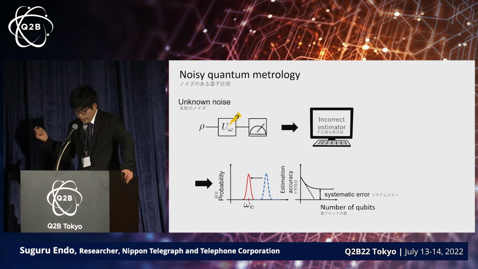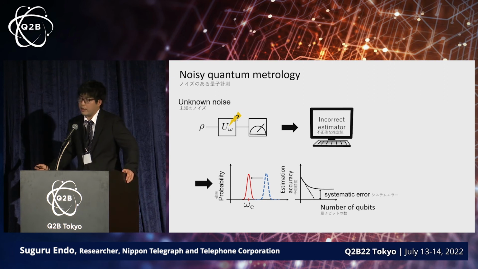Like, so the horizontal axis is the estimated parameter omega, and the vertical axis is the probability, and the blue dotted line indicates a correct estimation of omega, but in the presence of the unknown noise, the probability distribution is shifted from the ideal one. So this gives the incorrect estimate of the parameter omega. And in this case, due to this systematic errors, the benefit of the quantum sensing methodology is totally deteriorated.